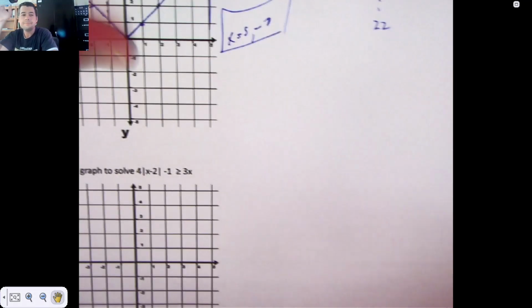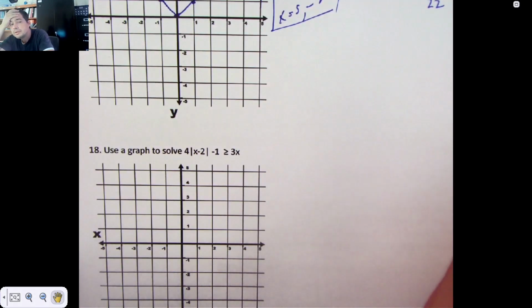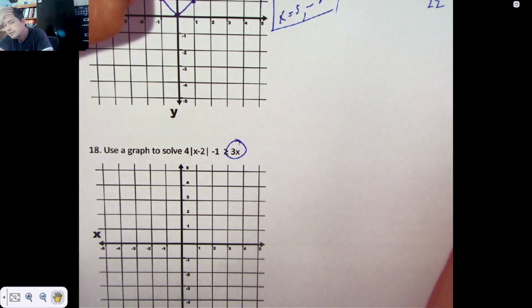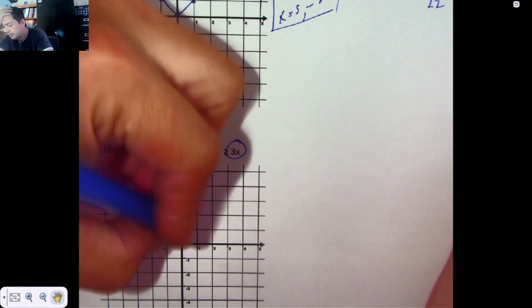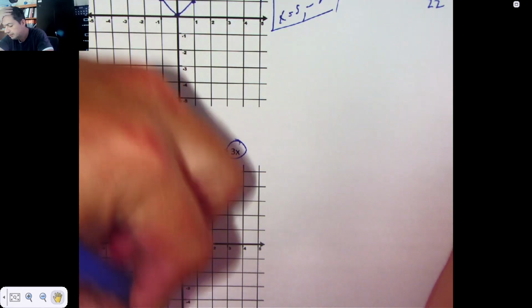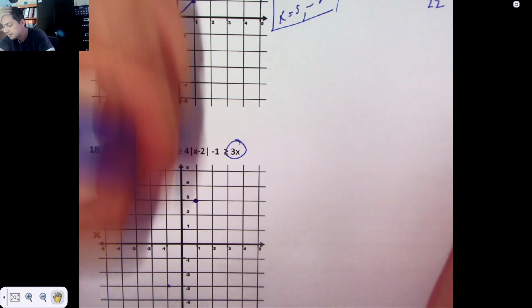Figure it out, kids. Use a graph to solve for absolute value of x minus 2 minus 1 is greater than 3x. Nobody in second period graphed that right. Like nobody. It rises 3 and runs 1. Nobody in second period graphed 3x.